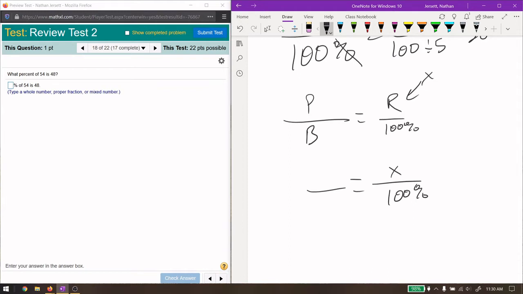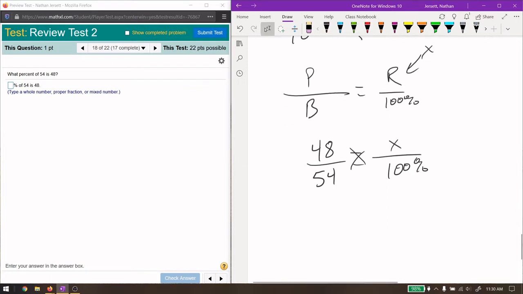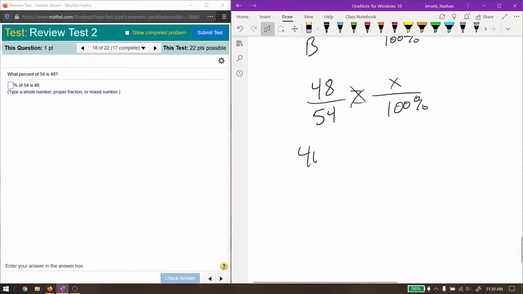X over 100%. And we know of signifies the base. So of 54, that means our base is 54. And 48 then has to be the part. Cross multiply and divide. We get 4,800 equals 54x.